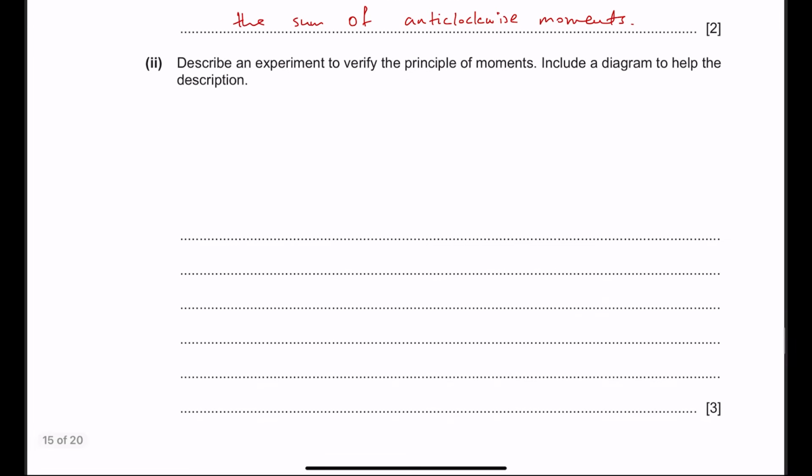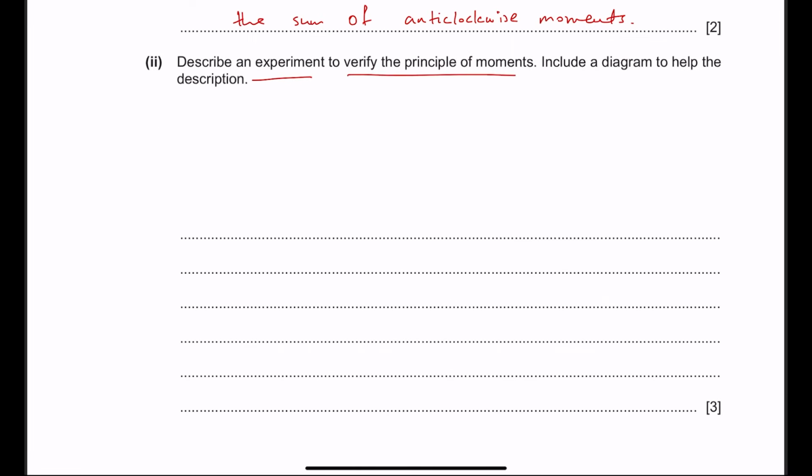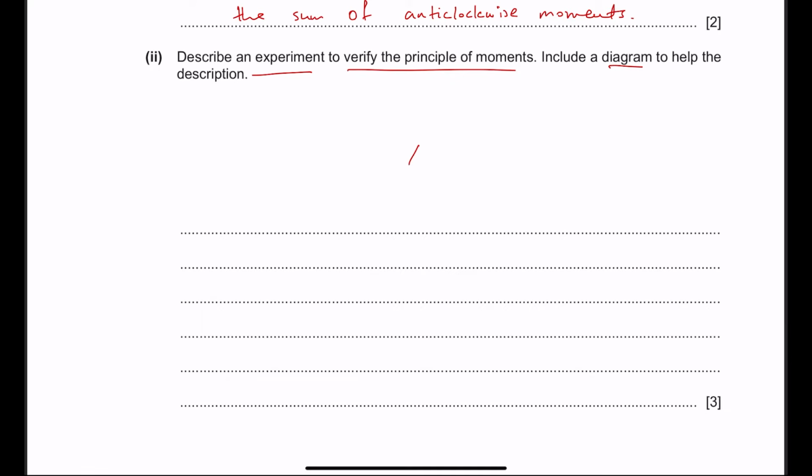Moving on to the second part. It is saying describe an experiment to verify the principle of moments. Include a diagram as well. So the setup would look something like this. You need to have a meter rule which is pivoted at its center. So this is what we are going to do. We are going to have a big meter rule which is 1 meter long, and we're going to pivot it at its center at the 50 centimeter mark.